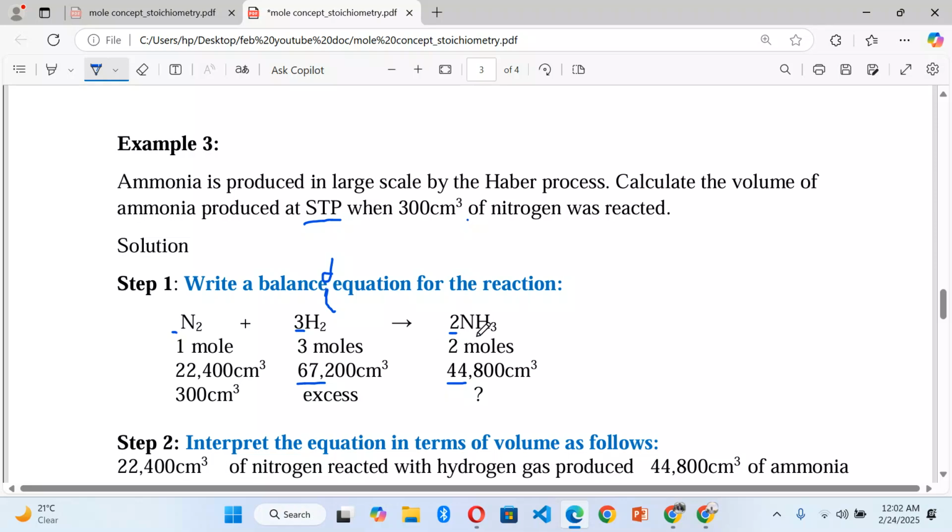And by the way, we didn't put the state symbols, but we said that ammonia is in a gaseous state. Please make sure that you put these symbols. This is gaseous.